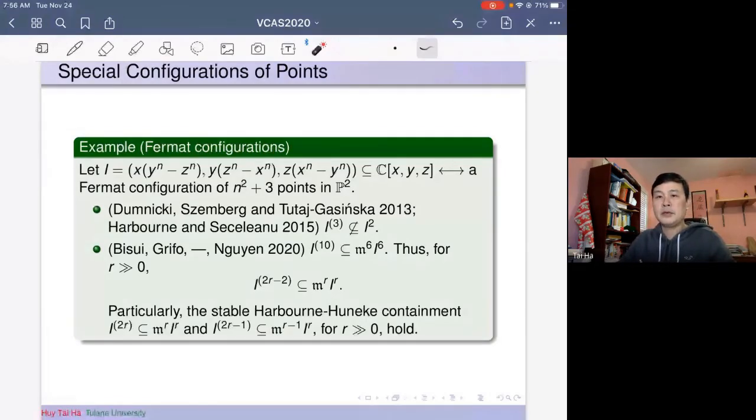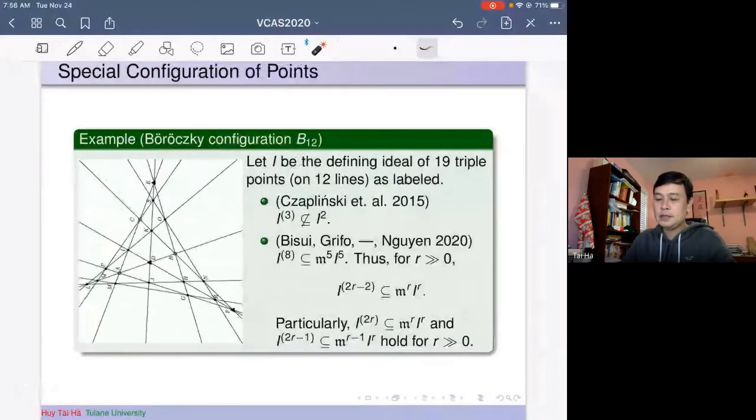The second configuration is the Böröczky configuration, B12. This is the collection of 19 triple points lying on 12 lines. Right, so 12 lines intersect at 19 triple points. They also intersect at double points and single points, which we omit. We only consider the 19 triple points. And it's known that the ideal of these 19 triple points also fails the Harbourne containment.